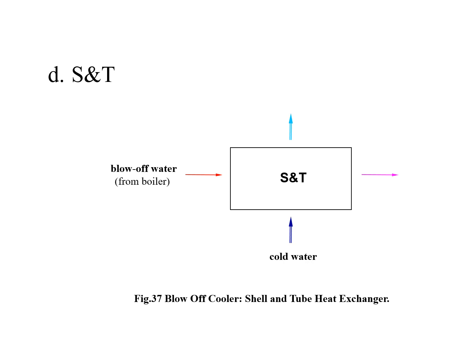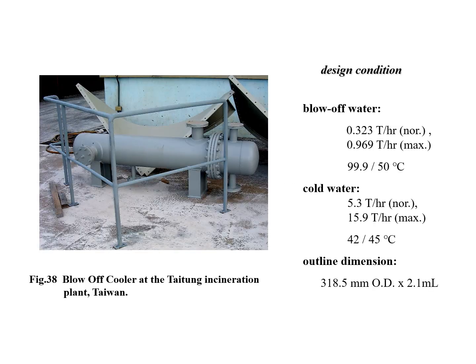D. S&T. A shell and tube heat exchanger is used to cool down the blow-off water from the boiler. This is a blow-off cooler installed in Taidong, Taiwan. Water that is drained to help maintain the boiler water quality within the prescribed limits is called blow-off water. With the blow-off cooler, its outlet temperature is cooled down to 50 degrees before draining.